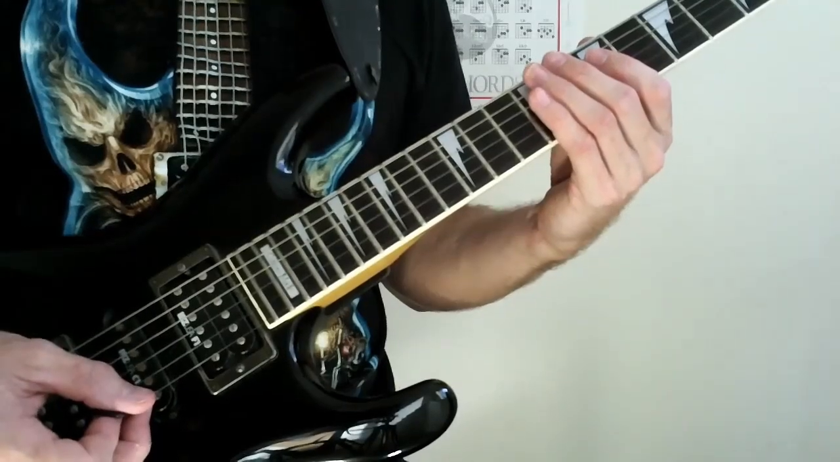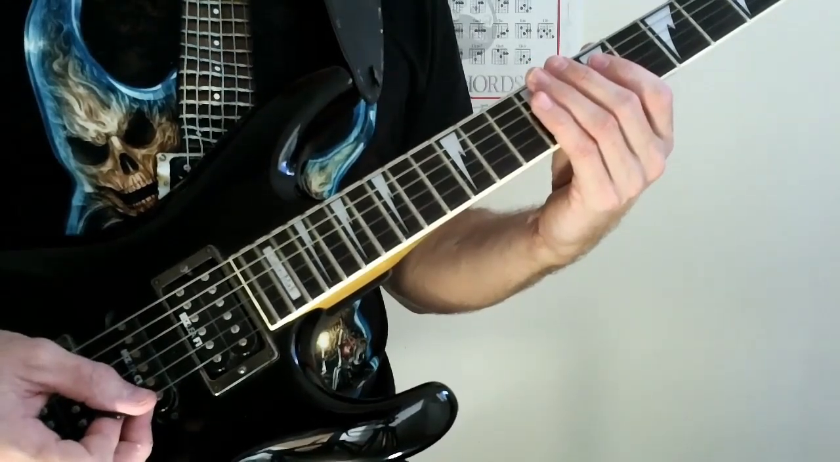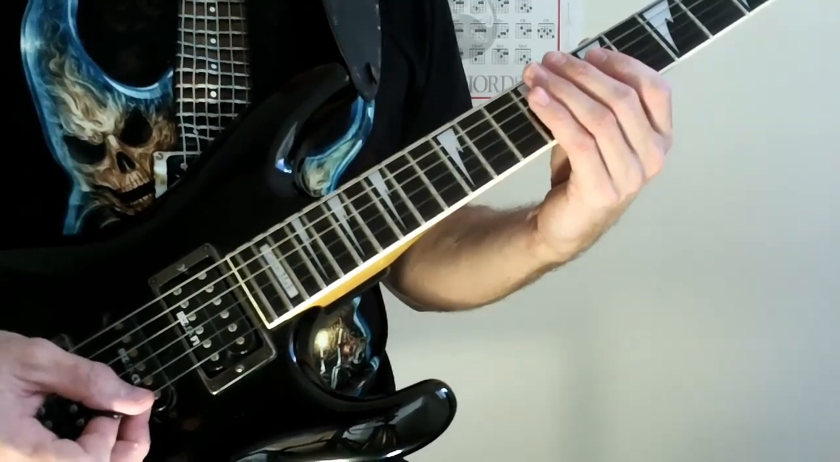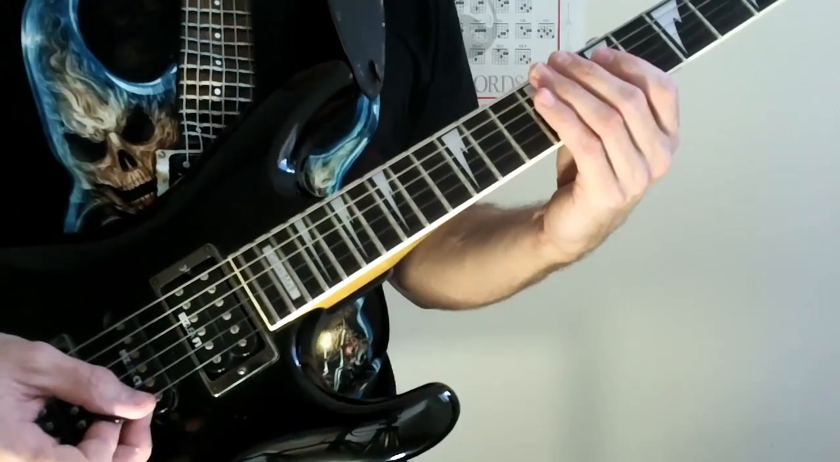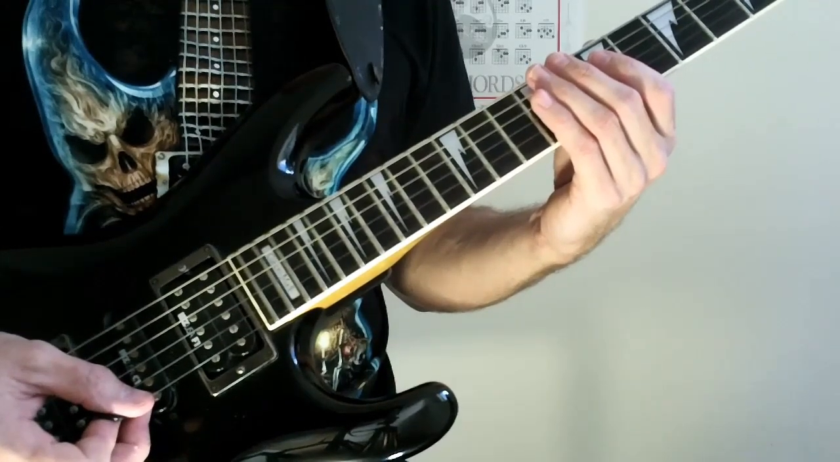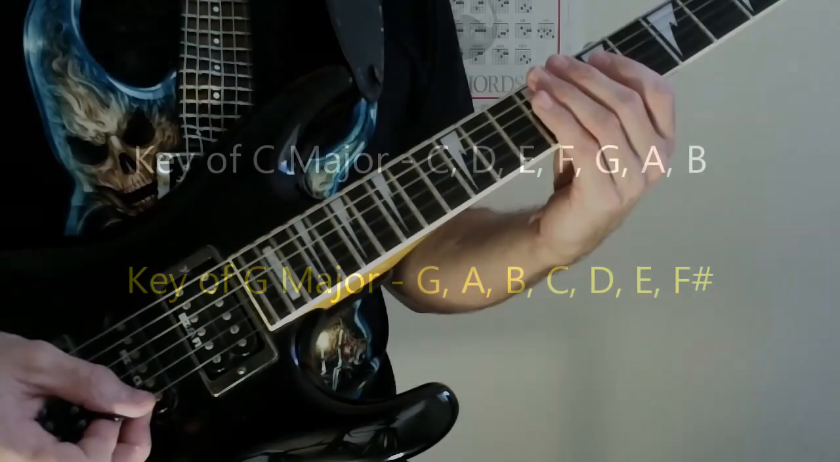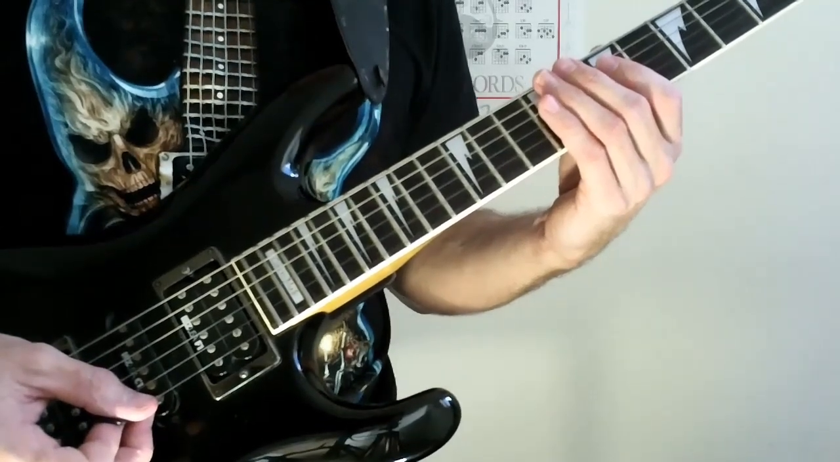Unlike C major and G major, which are two keys that are very close to one another, they only have one note that's different. For example, C major has F natural and G major has an F sharp. But all the other notes in these two keys are the same. So when you modulate from C major to G major, the modulation is very subtle.